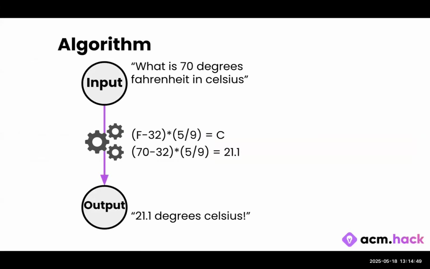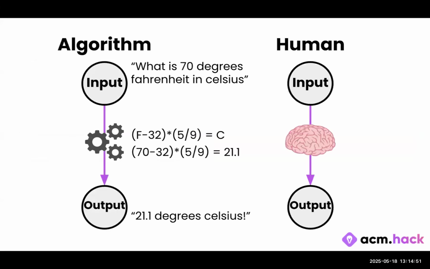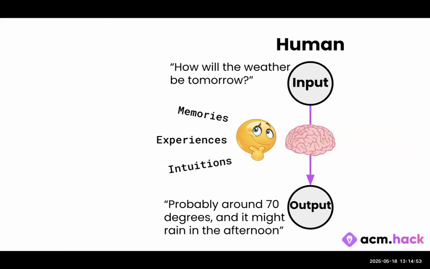But you probably know that, as a human, if I was to ask you something like, what's the weather going to be tomorrow? You don't really have an algorithm in your head. It's more just using things like your memories, your experiences, your intuitions. And you might say something like, probably around 70 degrees and it might rain in the afternoon.